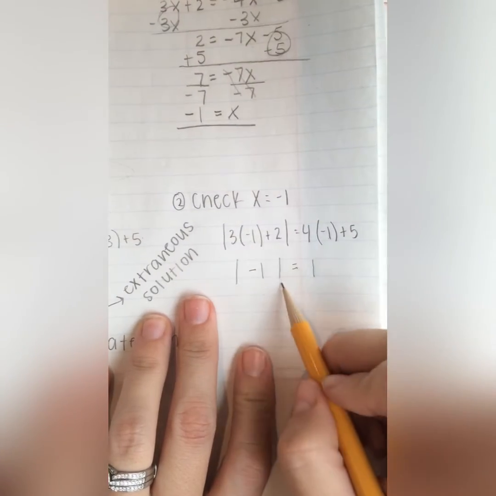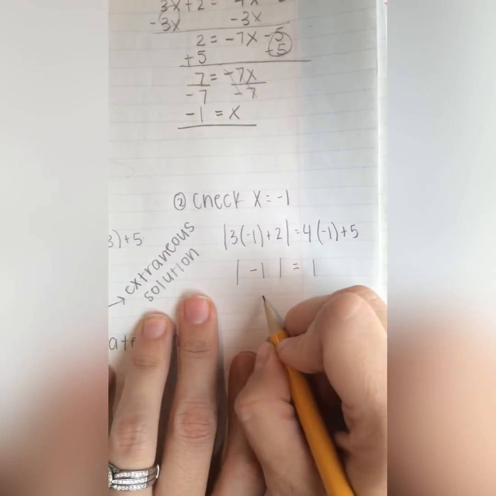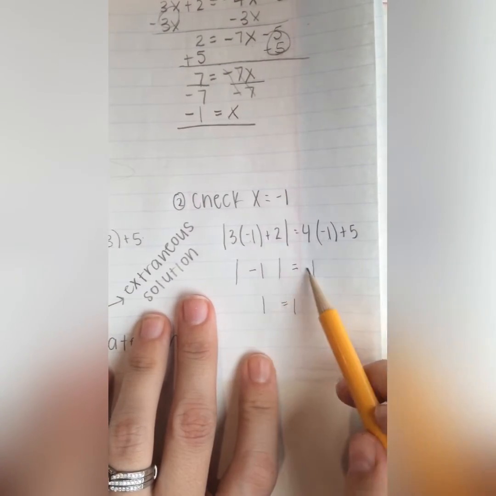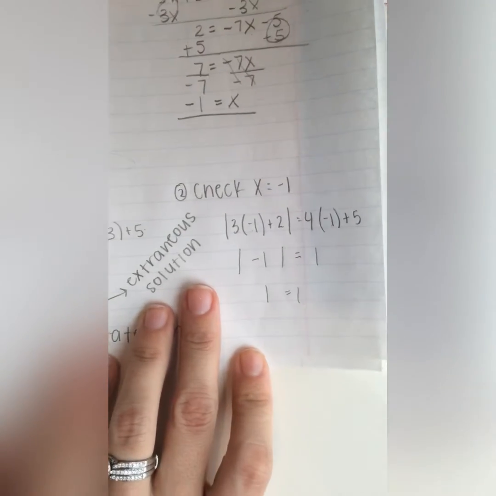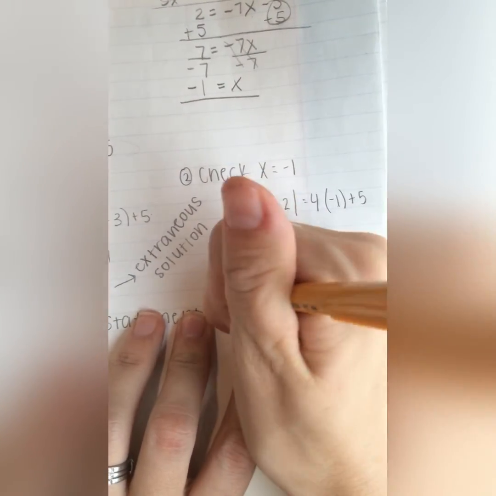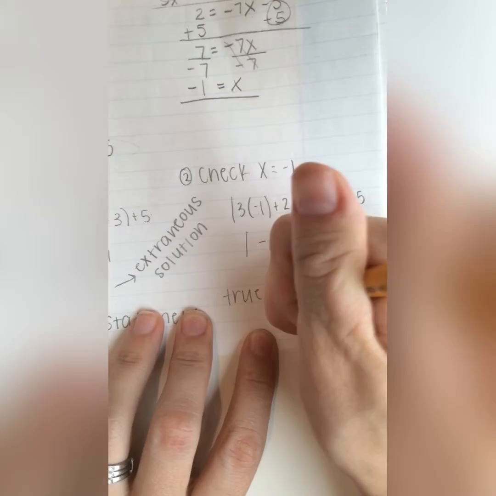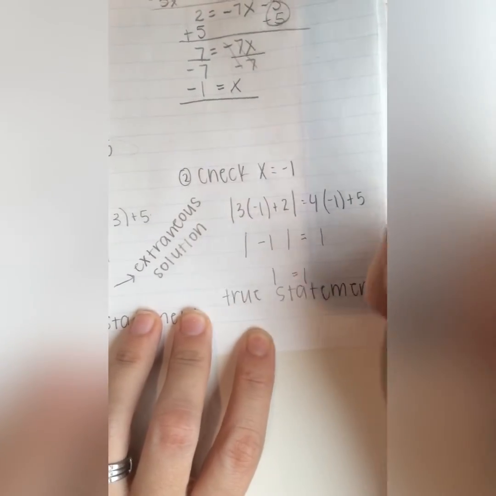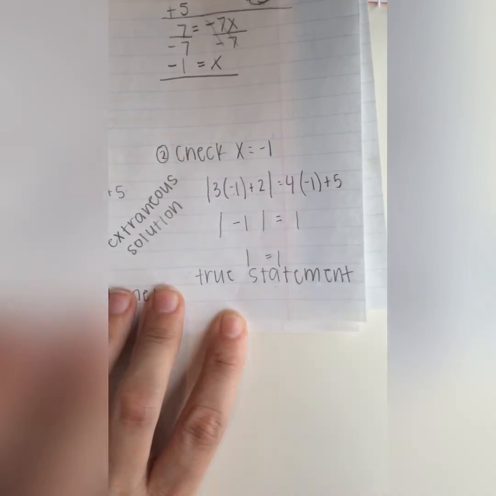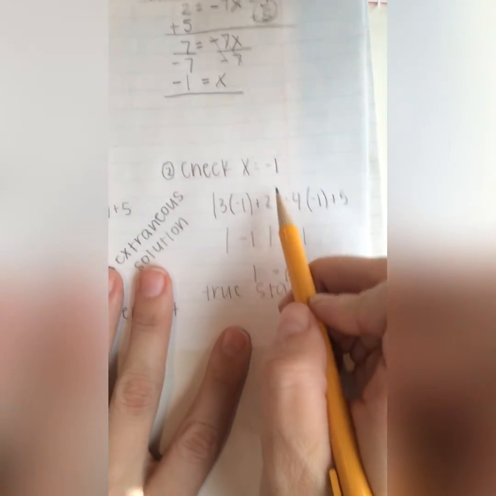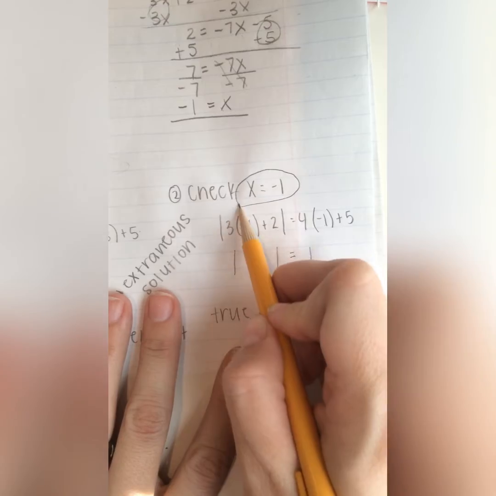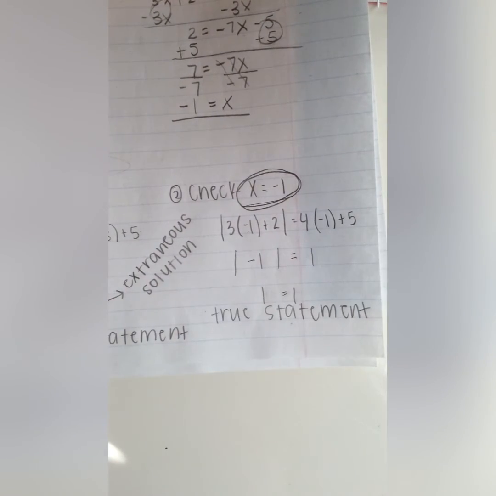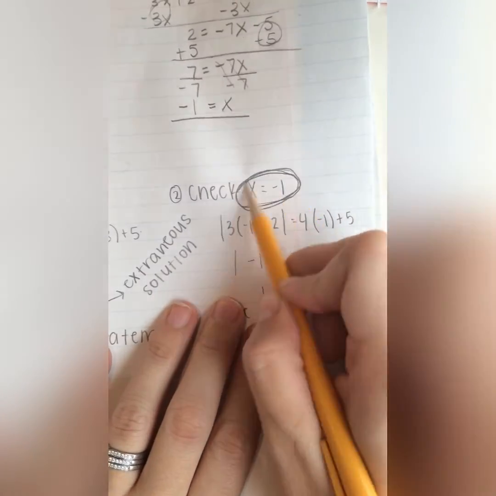The absolute value of negative 1 is 1. So we get 1 equals 1. Is 1 equal to 1? This is a true statement. 1 is equal to 1. That is true. So since 1 equals 1, that means it checks out. x equals negative 1 is a solution. So this is our whole answer.